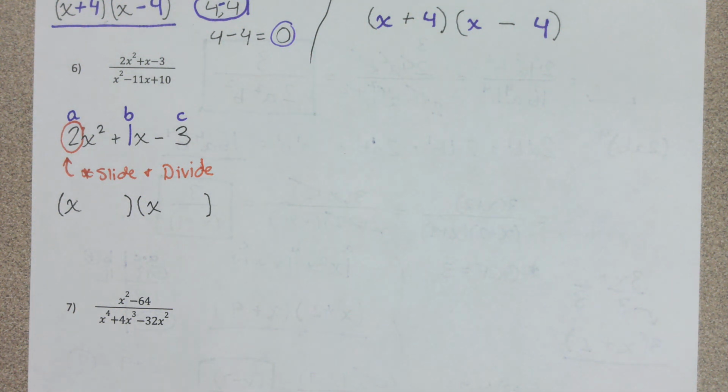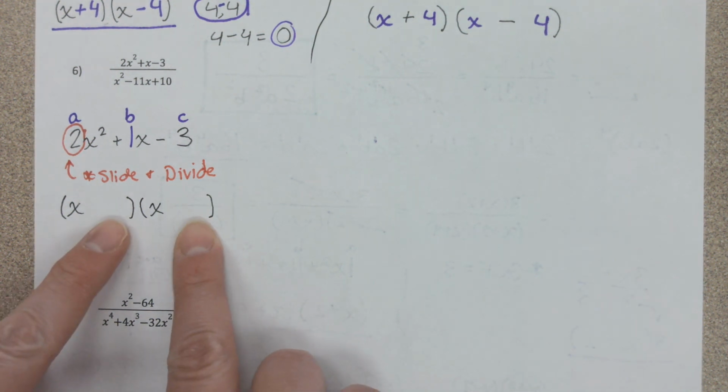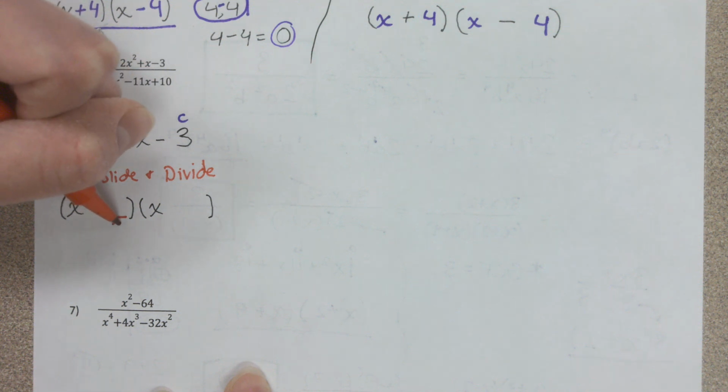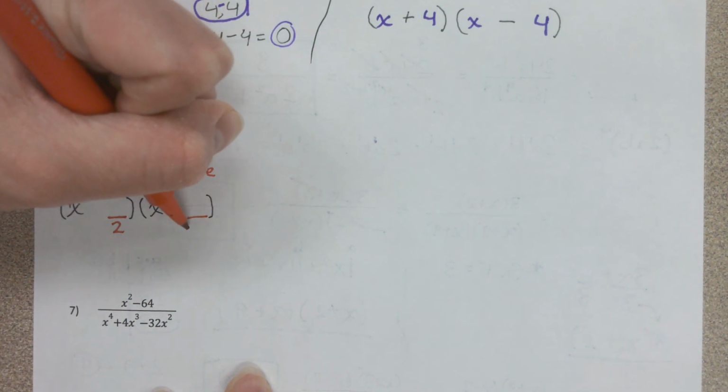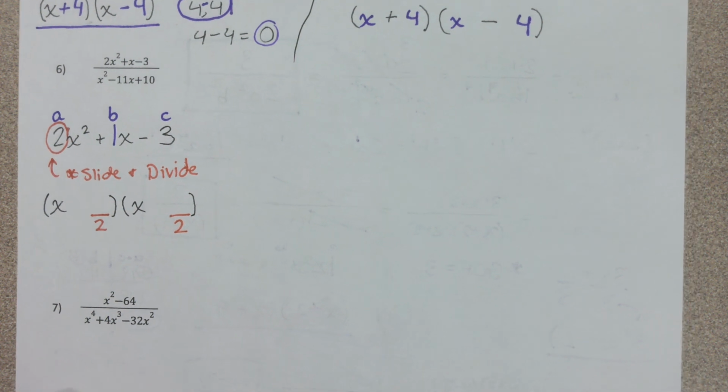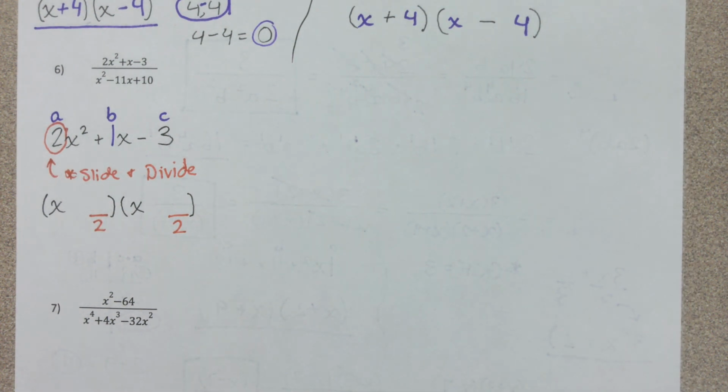And then reminder, slide and divide means once I figure out whatever these two numbers are, I'm going to divide both of them by that a, the 2. So I'm going to go ahead and set that up now. That way I won't forget it later. So whatever this number is, I'm going to divide it by 2. And whatever this number is, I'm going to divide it by 2. Just going to put that in place now. Now I'm going to go back. I'm going to figure out the factors with my ACB charts, and then we'll slide and divide.